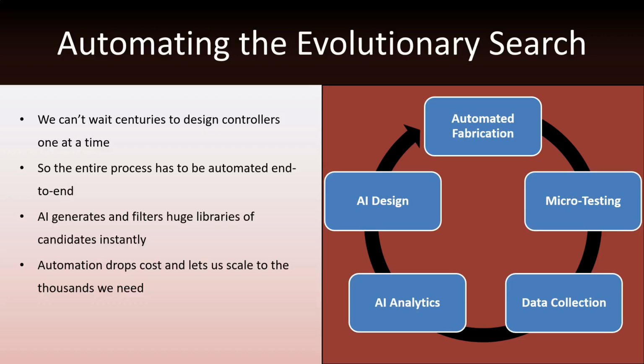Every step of the loop, in silico generation, microtesting, and selection, is automated, creating a continuous evolutionary search. This approach turns an impossible design problem into a scalable discovery process. Instead of building the perfect controller one at a time, we let automation, mass production, and AI do the heavy lifting. And that's how we move from thousands of combinations to tens of thousands, quickly, safely, and at low cost.